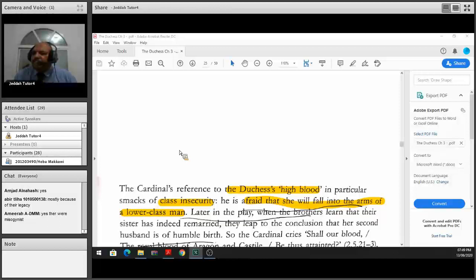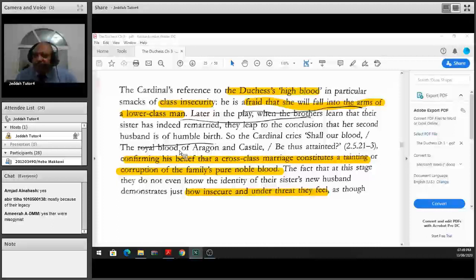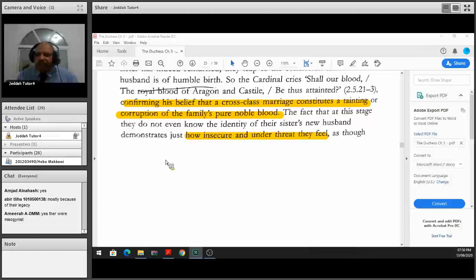So the Cardinal's reference to the Duchess' high blood smacks of class insecurity. They have this insecurity. He is afraid that she will fall into the arms of a lower class man, which she did. So according to him, a cross-class marriage constitutes a tainting or corruption of the family's pure noble blood. See?